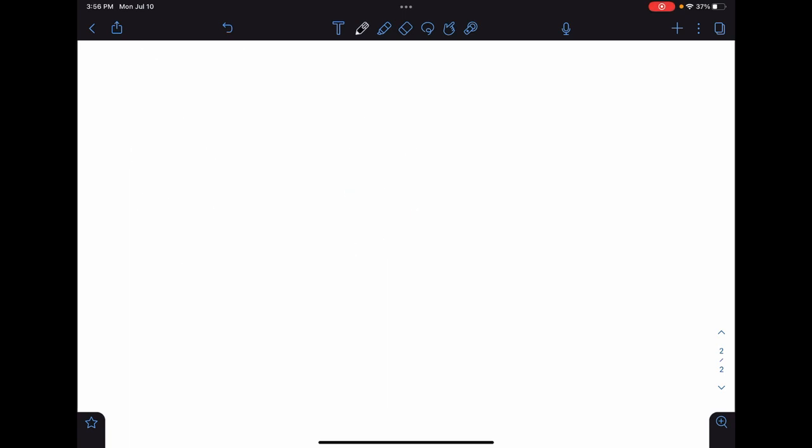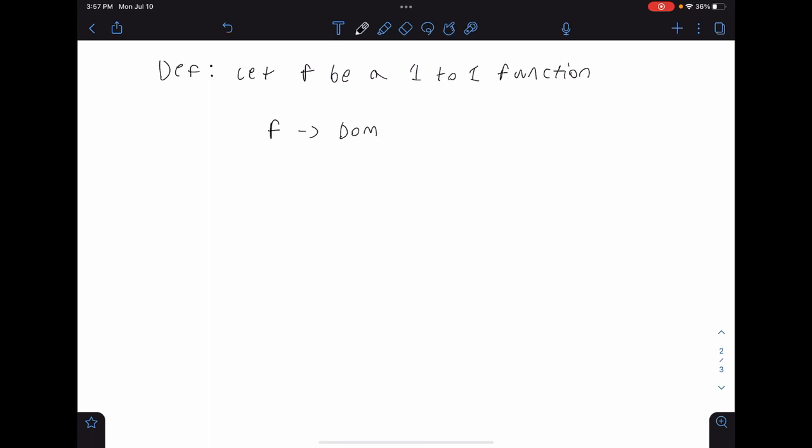Another few things I want to add. Let's actually write down a definition for this. So the definition here, we have: let f be a 1-to-1 function. Okay, this function f has domain A and range B. We say that the inverse of this function, f inverse, we represent it with a little -1 there.